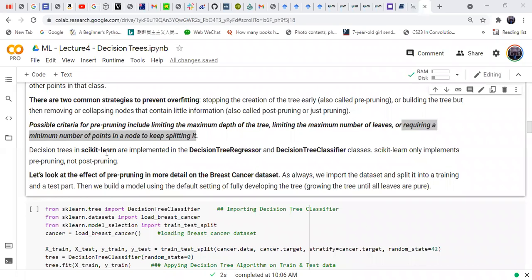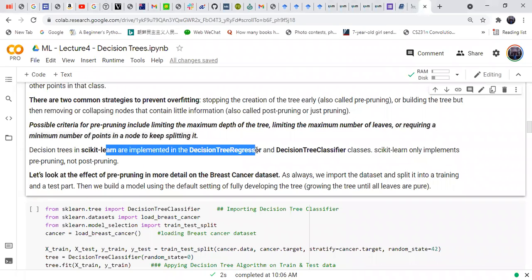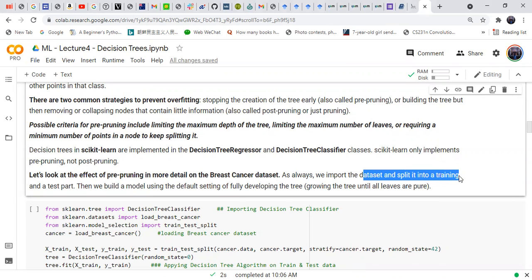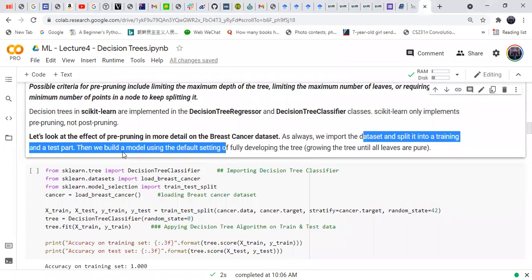Decision trees in scikit-learn are implemented in the DecisionTreeRegressor and DecisionTreeClassifier classes. Scikit-learn only implements pre-pruning and does not implement post-pruning. Let's look at the effect of pre-pruning in more detail on the breast cancer dataset. We import the dataset and split it into training and test parts. Then we build a model using the default setting of a fully developed tree.